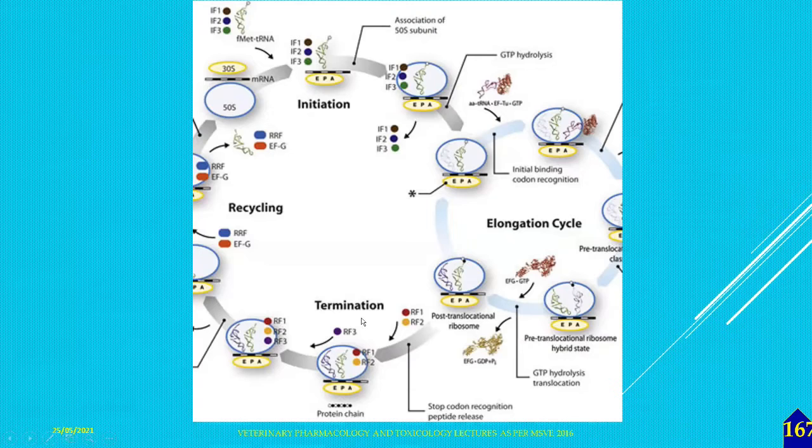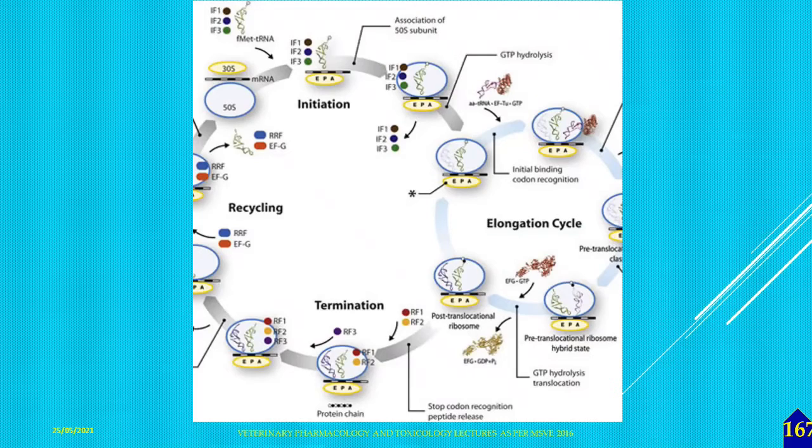Then ultimately there is a termination stage, that is RF1, RF2, RF3. So these 50S and 30S subunits are dissociated, and the materials from this recycling are released, and they will be utilized for the next process. That's the initiation and elongation, etc.